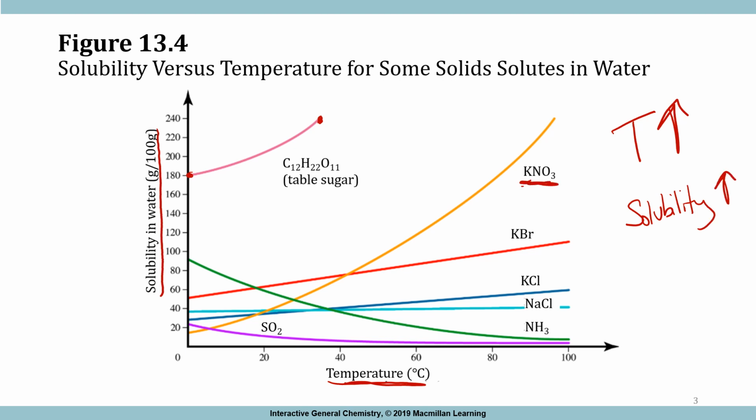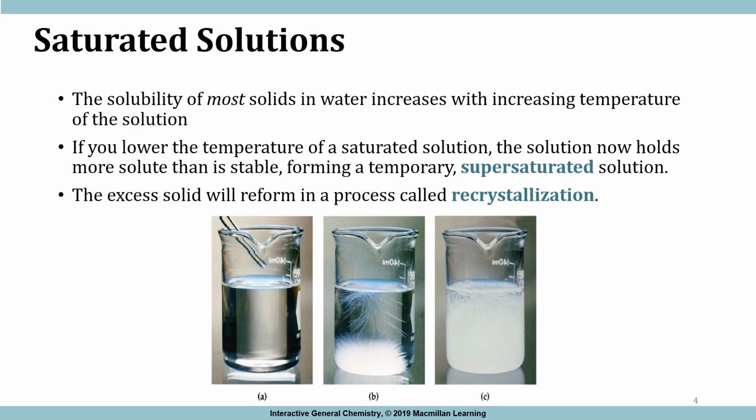Another good example of this is KNO3. At 0 degrees, we can only get maybe 18 grams to dissolve, but if we increase it to 100 degrees Celsius, we can get 240 grams to dissolve. So it's a very common trend that increasing the temperature will increase the solubility. However, there are very specific cases where this doesn't happen, and that would be SO2. Increasing the temperature did not increase the solubility, or even NH3. So this is not always the case, but most of the time it is. The solubility of most solids in water increases with increasing temperature. So it's not all, but most.